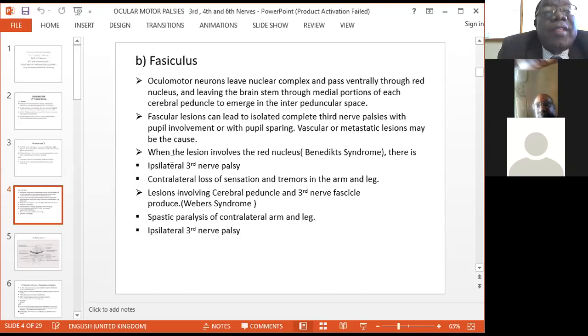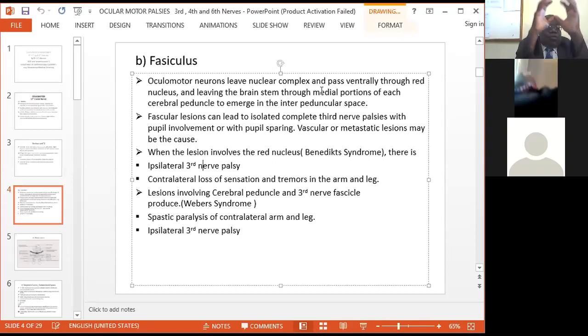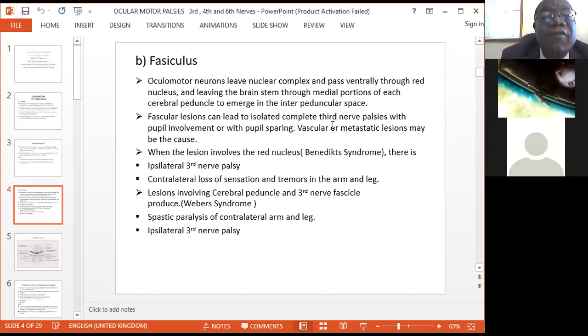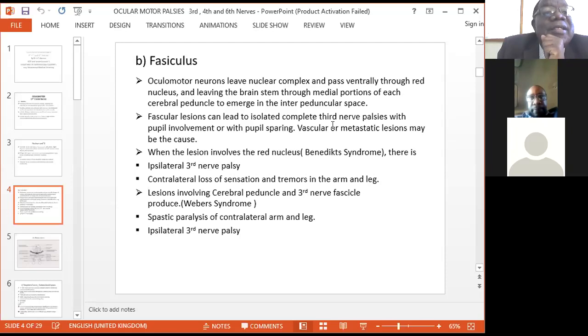For example, when the lesion involves the red nucleus, from the actual nucleus, fibers come out and pass through the red nucleus to where they are going. So if the red nucleus, which is intercepting the fibers, is involved, there is what we call ipsilateral third nerve palsy with contralateral loss of sensation and tremors of the arm and legs. So lesions involving the cerebral peduncle and third nerve fascicles produce Weber's syndrome.